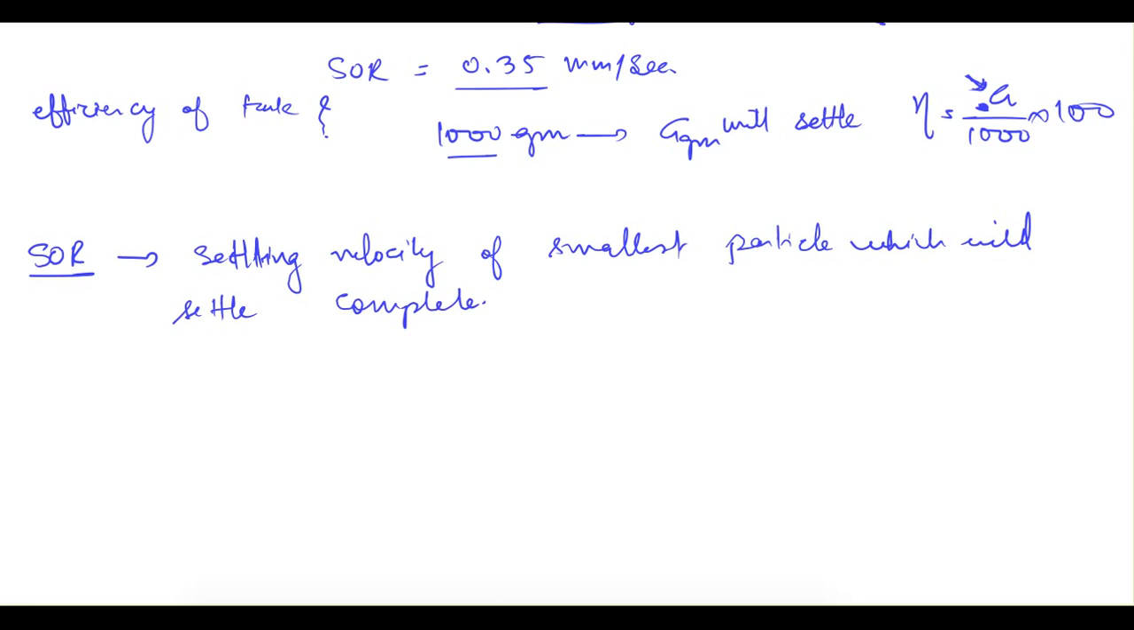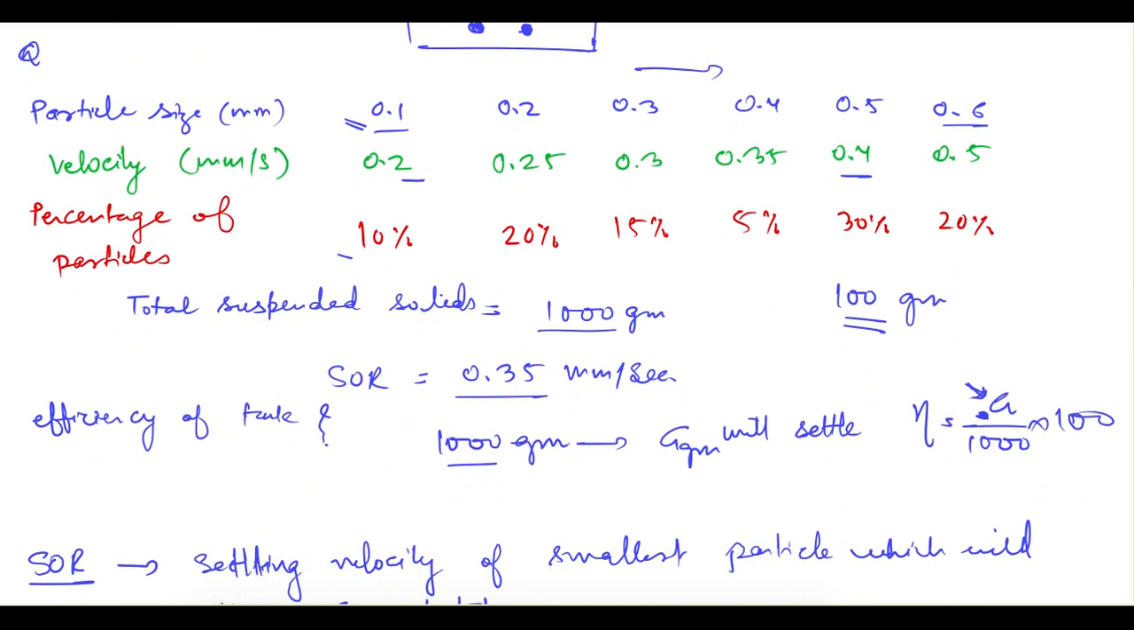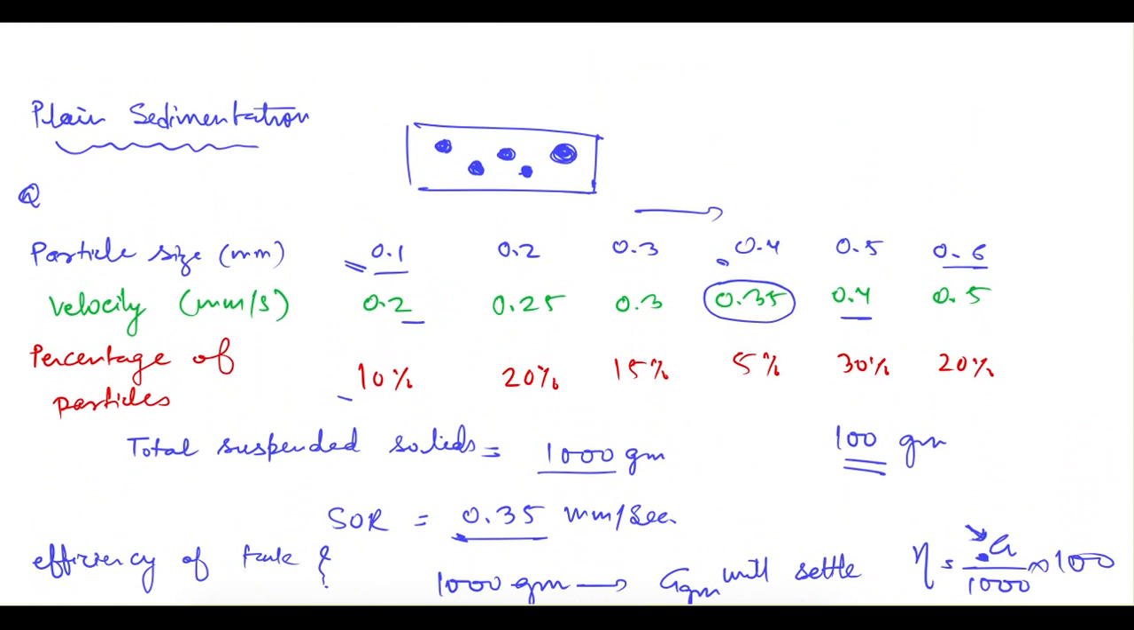So let's try to understand this with our given data. Here you can see this surface overflow rate is 0.35 mm per second, and if you see for this 0.4 mm particle size, the settling velocity is also 0.35 mm per second. It means that this 0.4 mm particle size is the smallest particle size which will be removed by 100%.